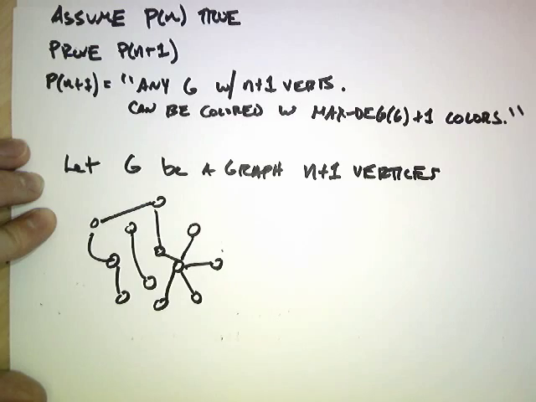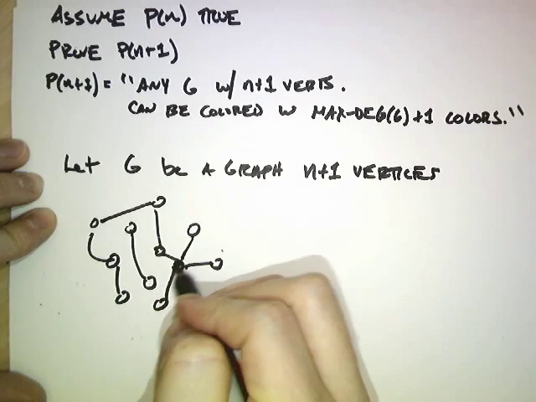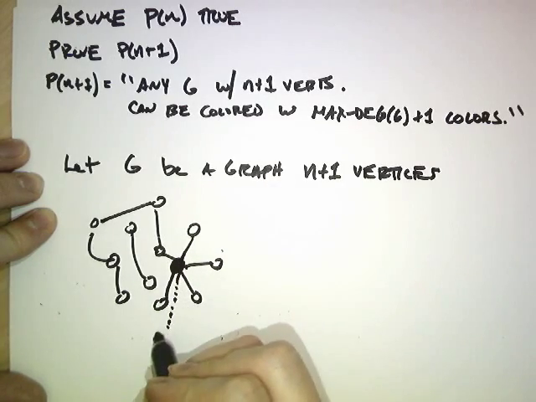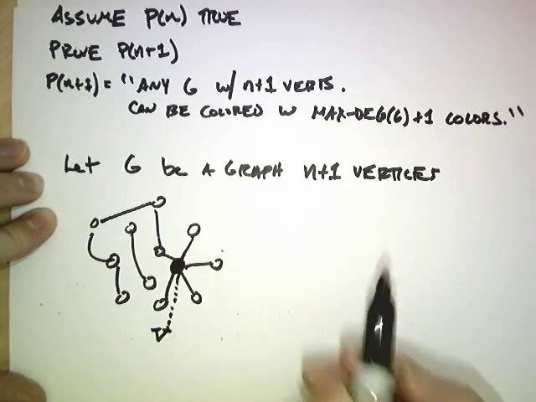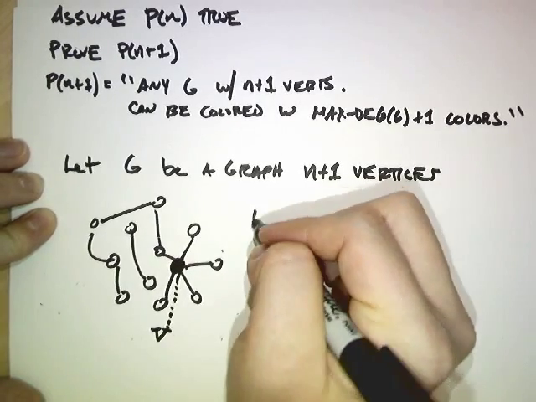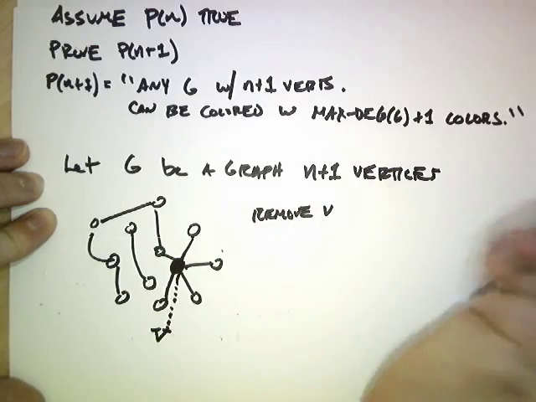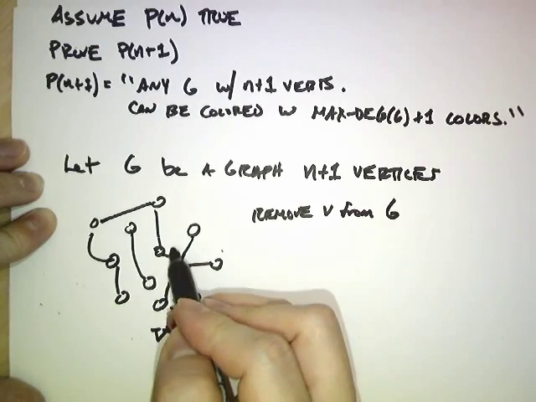So what I'm going to do is pick some vertex in the graph. Let's say this one. It's an arbitrary vertex. I'll color it in black here, and I'm going to call it V. This is the letter V. So this is my vertex, the one I've colored in black. And what I'm going to do is remove V from the graph G. I'm going to rip it out.